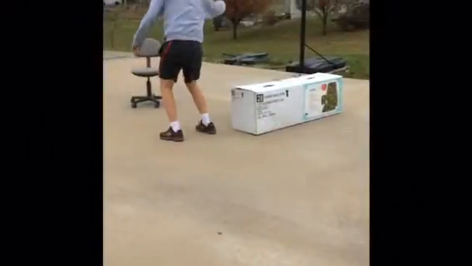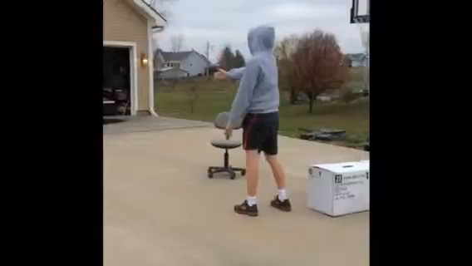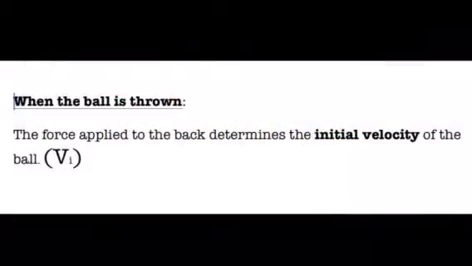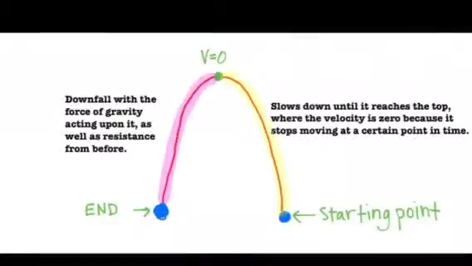The ball being tossed into the air is showing projectile motion and how objects work with air resistance. When the ball is thrown into the air, the force applied to the ball determines the initial velocity of the ball. The ball is slowing down until it reaches the max height when the velocity equals 0, right before it goes into the downfall. During the downfall, the ball is affected by the acceleration due to gravity, as well as the resistance acting on the other side.